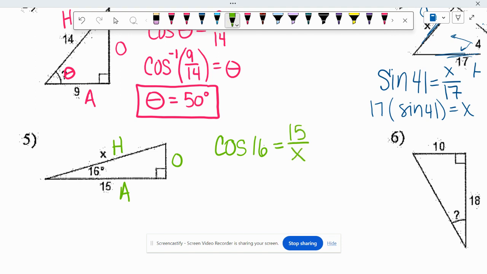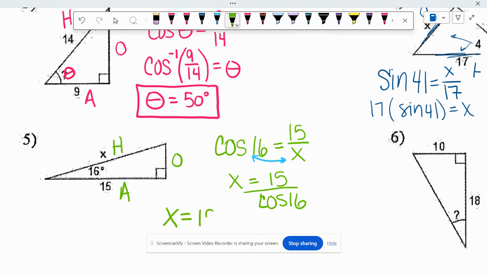okay, 15 over X. How do I get X out of the denominator? What do I do with these? Cosine 16 X. Yep. So X equals 15 over cosine 16. Perfect. You only do that little thing when you're looking for an angle measure. Just put that right into your calculator. Pick up your calculator. 15 divided by the cosine of 16. Tell me what you get, Zach.